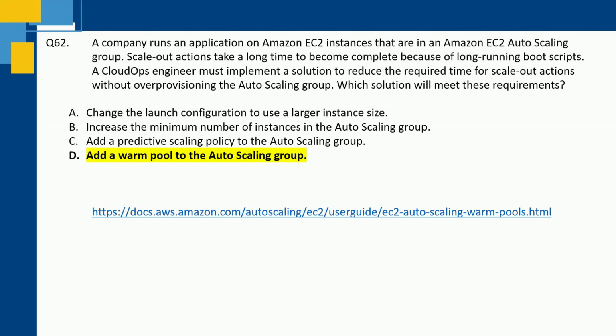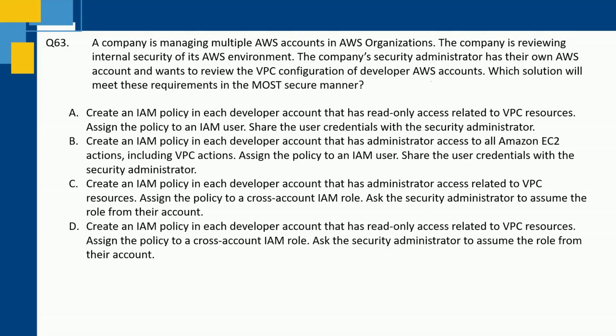Question number 63 of the series. A company is managing multiple AWS accounts in AWS Organizations. The company is reviewing internal security of its AWS environment. The company's security administrator has their own AWS account and wants to review the VPC configuration of developer AWS accounts. Which solution will meet these requirements in the most secure manner?